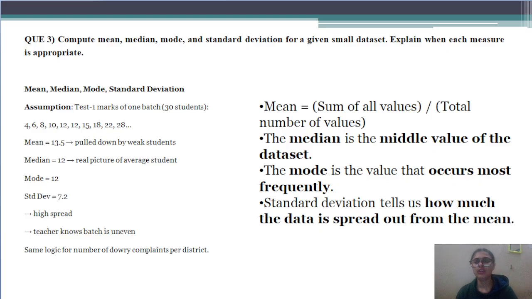Also the real world application, like a crime example, so the same logic can be applied to it also. Mean: average number of complaints. Median: typical district situation. Mode: most common complaint count. And standard deviation: whether complaints are evenly spread or concentrated in a few districts.